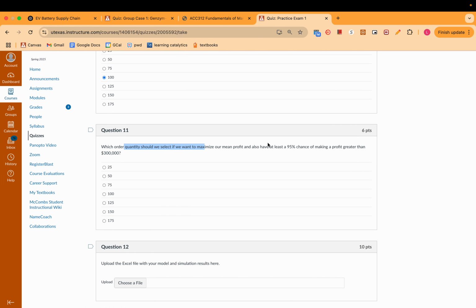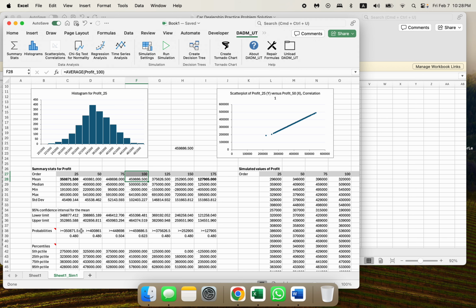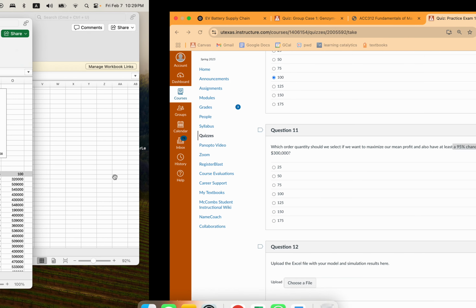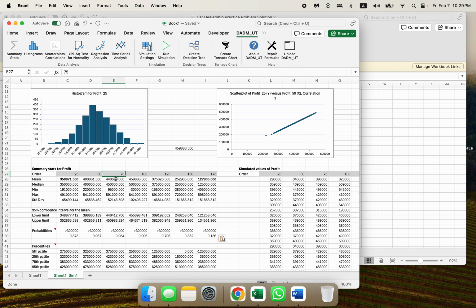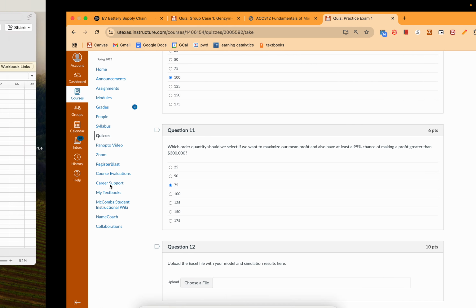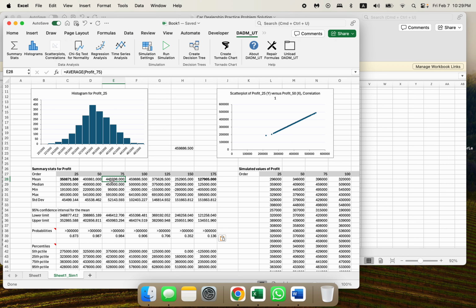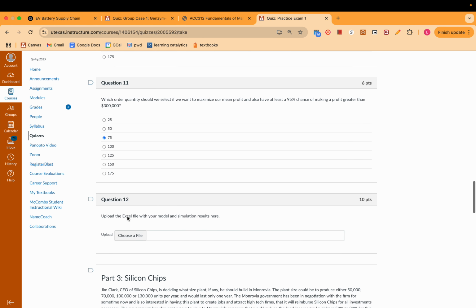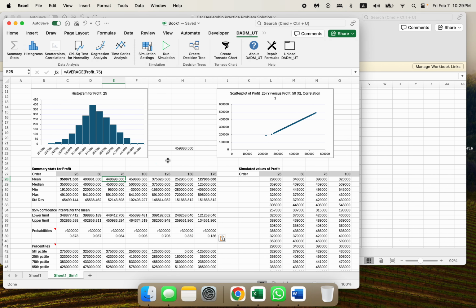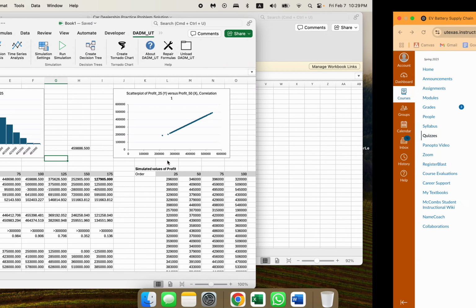Okay, so we want to find the max, but also have a 95% chance of greater than 300,000. So what we can do is go down to our probabilities, 300,000. Yeah, that's right. So it has to be greater than 95%. So only these two, we're only looking at between 50 and 75. Between that, to maximize our mean profit, 75 is greater, so we'll do 75. Yeah, that's about it. So that is how you answer that.